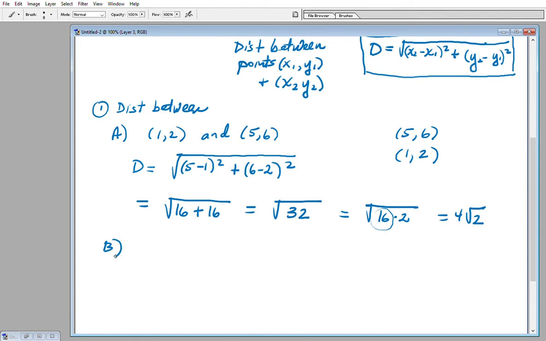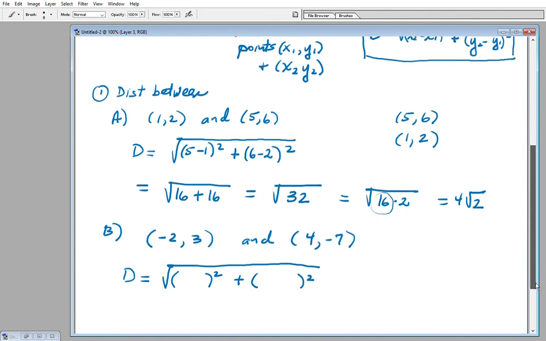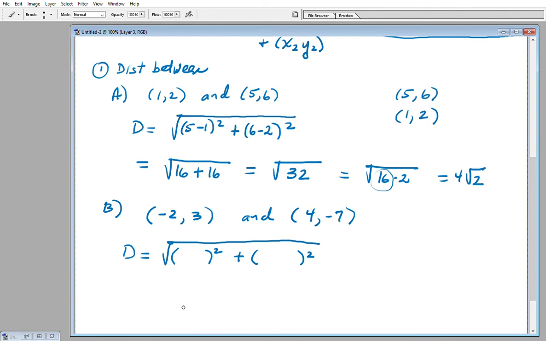Okay, I'll give you one to do now, and just write in the distance when you finish. This time you're going to have to be careful with signs. I'm going to throw in some negatives. Okay, so you set this up. Rather than writing out the formula each time, I just put the square root and those parentheses squared like that, and then I just fill in. Okay, subtract x's, subtract y's, and like I said, be careful now with your signs. When you have an answer, then please just write it in.